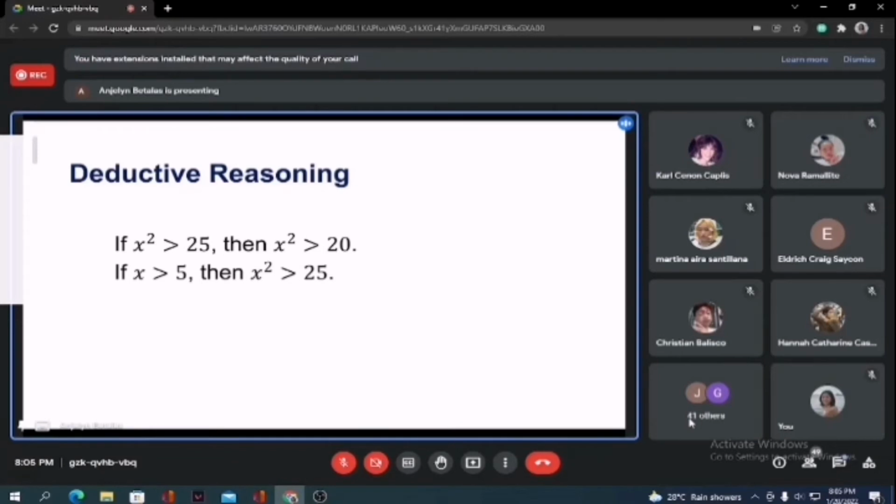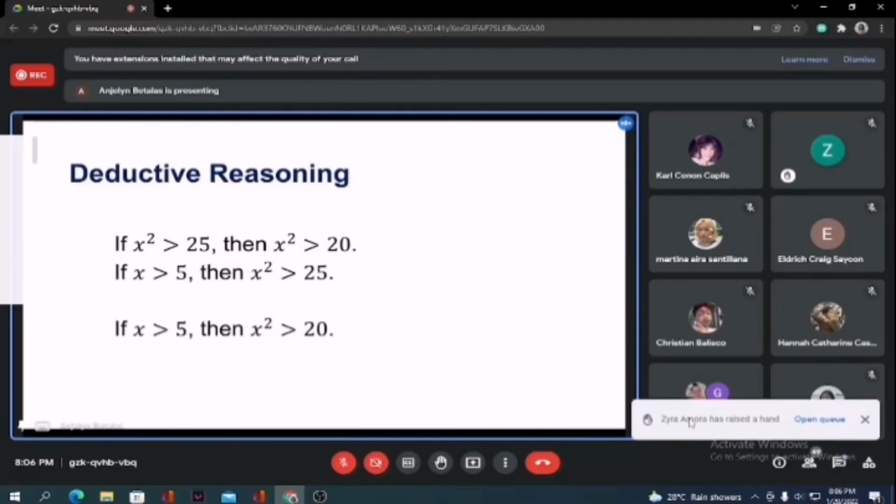Another one: if x is greater than 5, then x squared is greater than 25. Shall we say x is 6, greater than 5. Plug in x squared, so 6 squared, still greater than 25. So from these statements, pwede ka makadeduce ana conclusion. So if x is greater than 5, then x squared is greater than 20.